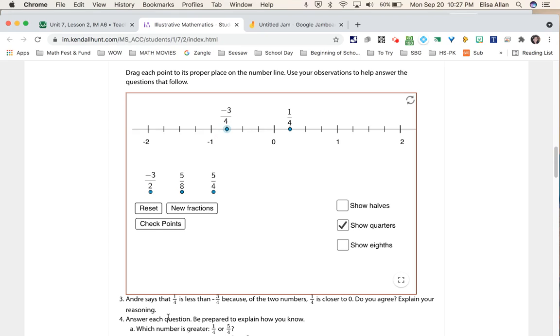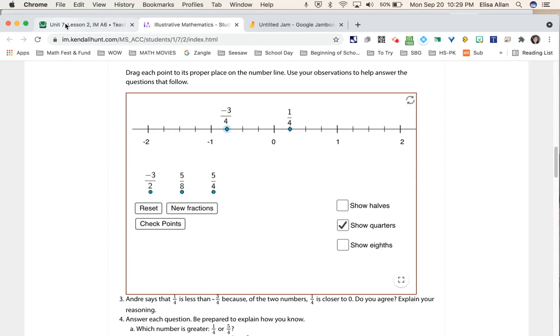Checking his question now. Okay, it says here that Andre says that 1/4 is less than -3/4 because of the two numbers, 1/4 is closer to 0. So here, 1/4 is closer to 0, but again, if we're looking for greater than or less than, what does matter is not how close it is to 0, but which of those numbers is further to the left will be the number that is least or the less of the two. In this case, the one that is less is going to be -3/4. So here it should be that -3/4 is less than 1/4 because it is further to the left on the number line.